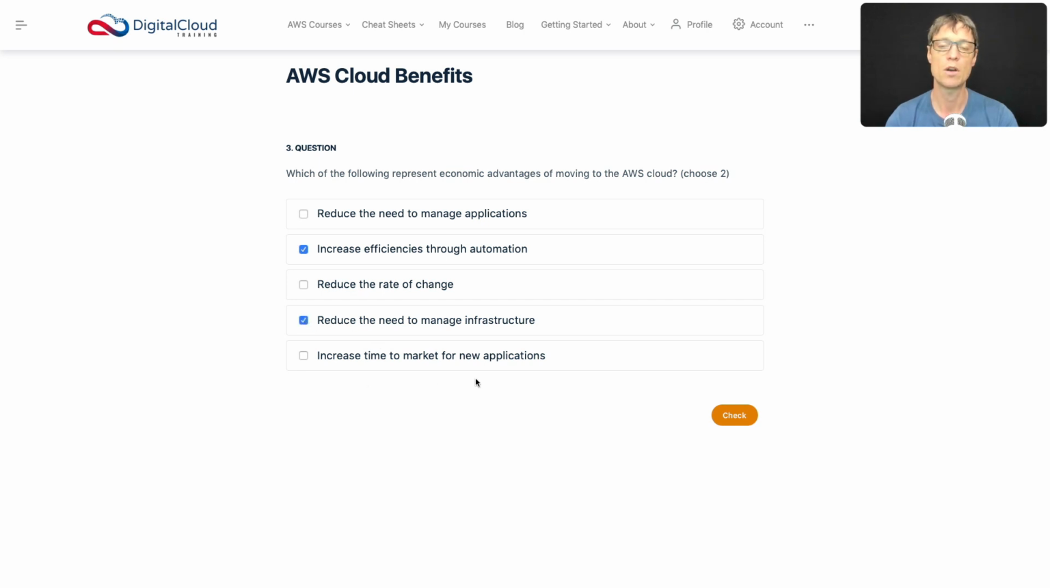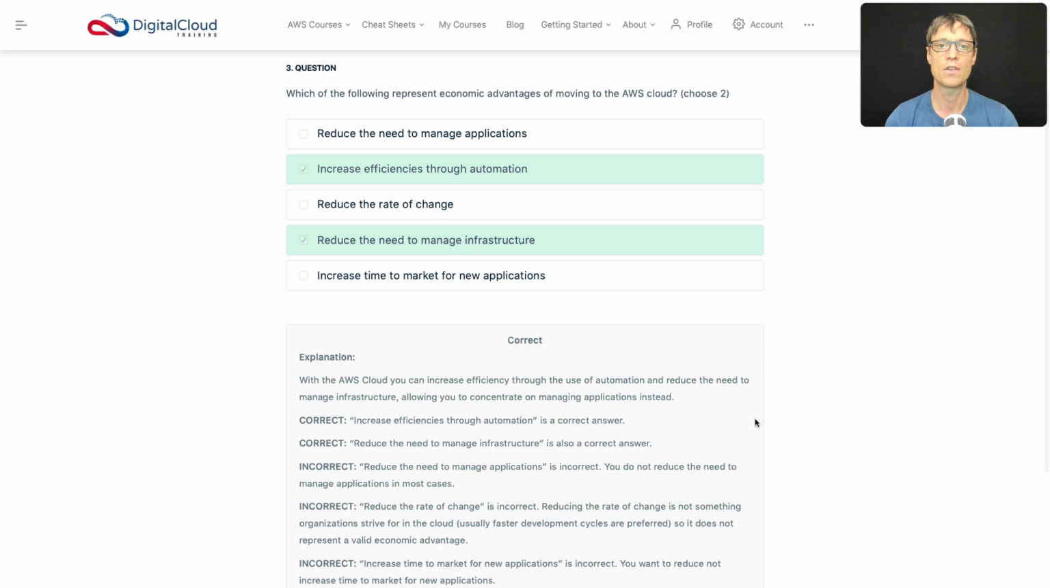What about increasing time to market for new applications? Well, you wouldn't really want to do that anyway. You typically want to reduce the time to market for your applications. The faster you get them out, the faster you make a change to your business that could be positive. So I like these two options. Let's just check on those ones. And those are indeed the correct answers.